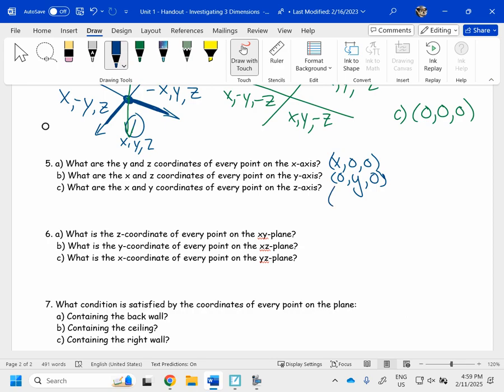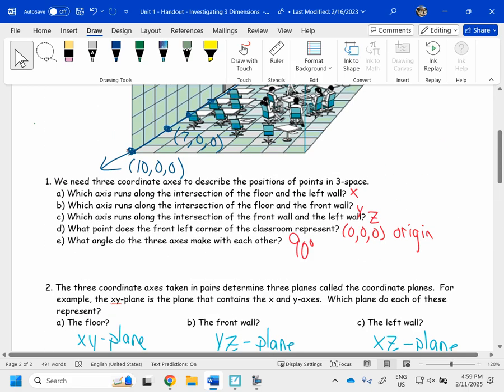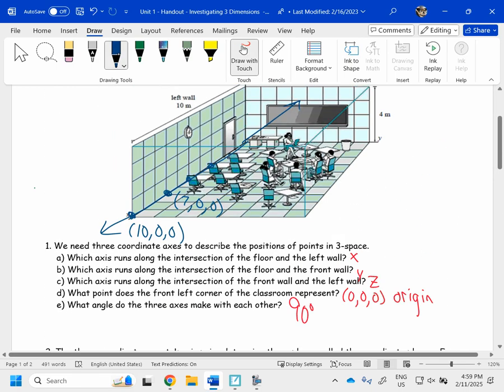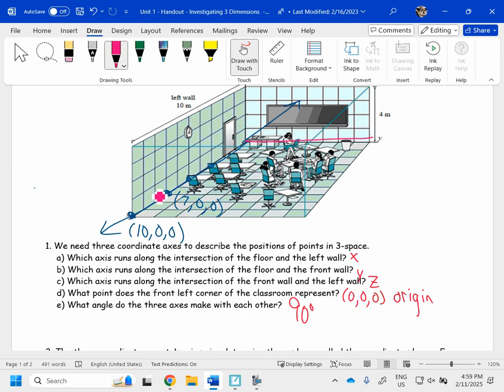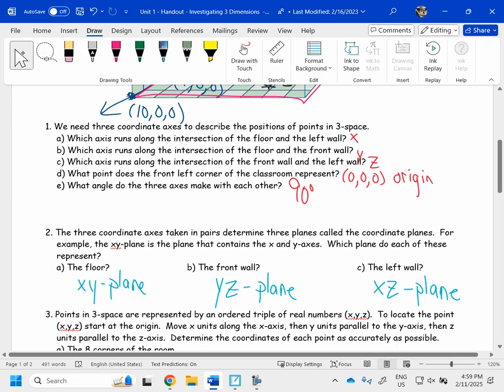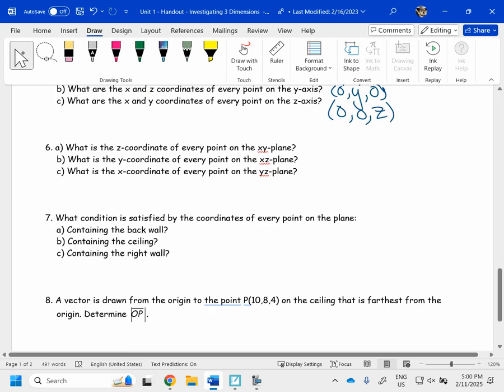If you're on the z-axis, you'll have no x's or y's. You'll just be going up or down, so you have a z value. If you think about this in terms of the planes, the xy plane, we said earlier, was the floor. So thinking about this, my floor is right here. If I'm on the floor, my z value is always 0. I don't get a z value until I get up off the floor or go down through the floor.